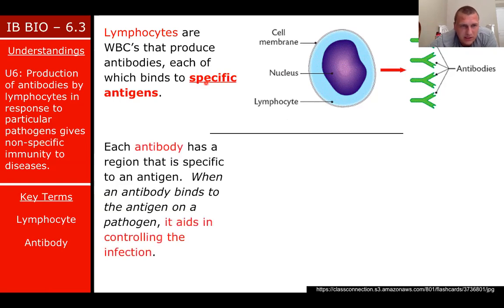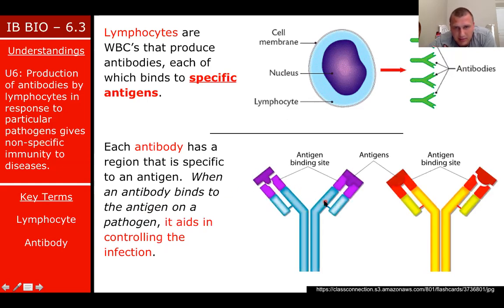Each antibody has a region that is very specific to the antigen. When the antibody binds to the antigen on a pathogen, remember, those antigens are the little flags, those proteins on the pathogen. The antibody attaches to specific antigens, and then it aids in controlling the infection. We're going to talk about that. This is your antibody right here, it's a Y shape. If you look here, you have an antigen binding site. This is where the antigen from the pathogen will bind. They're very specific, and they're just trying to show you the cutout. Every antibody is specific to one type of antigen. So for every sickness, let's say a viral infection or bacterial infection, that specific antibody will only work for that specific pathogen, because the antigens are different from one pathogen to the other. So it's always very specific.